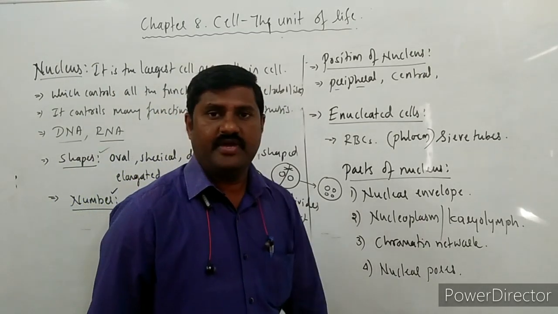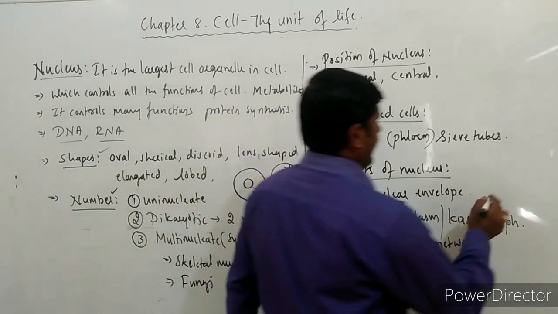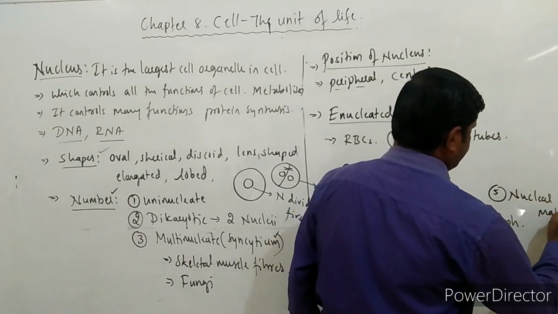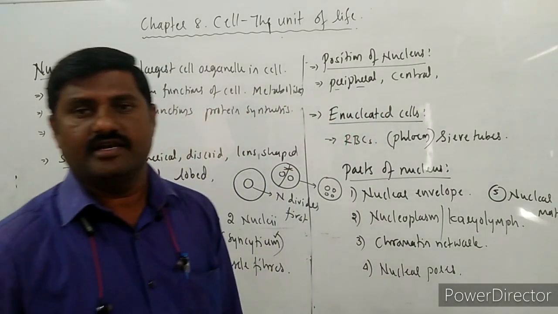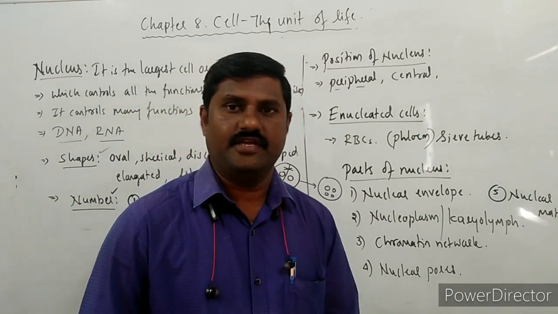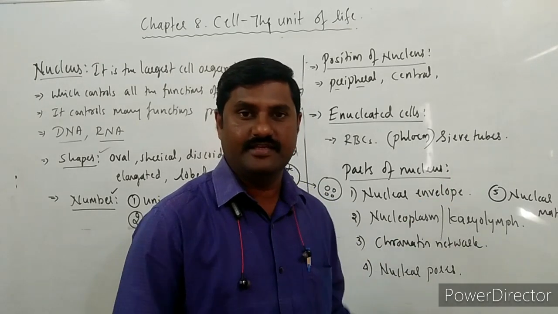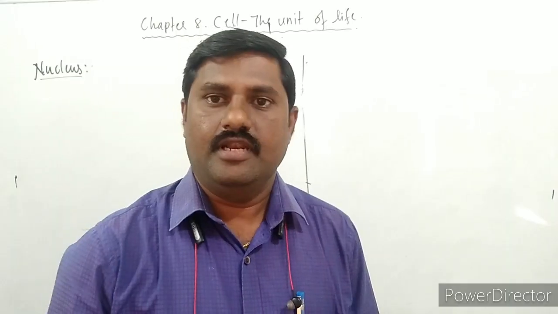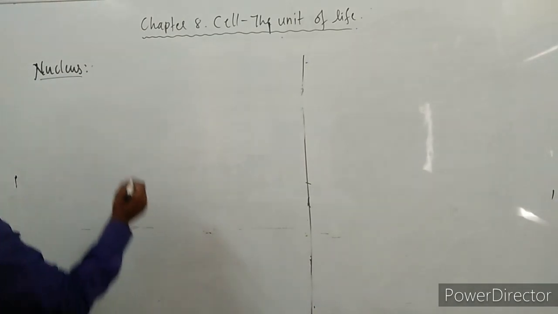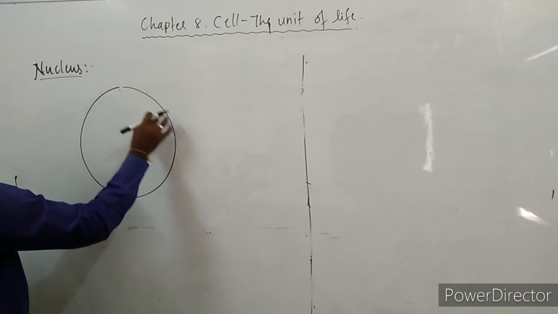So these are the major parts of the nucleus, and along with these we add some more things, that is the nuclear matrix, nuclear lamina, nuclear matrix, etc. We study all these things. So let us see the diagram of the nucleus first, and we will study all these things thoroughly now. Let us see the structure of the nucleus and its parts. This is the nucleus diagram I am going to draw here.